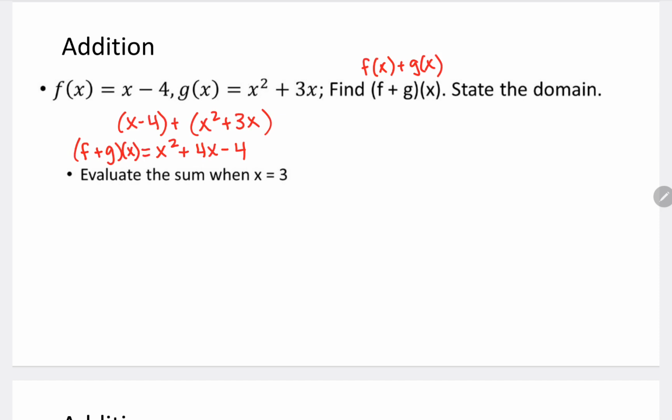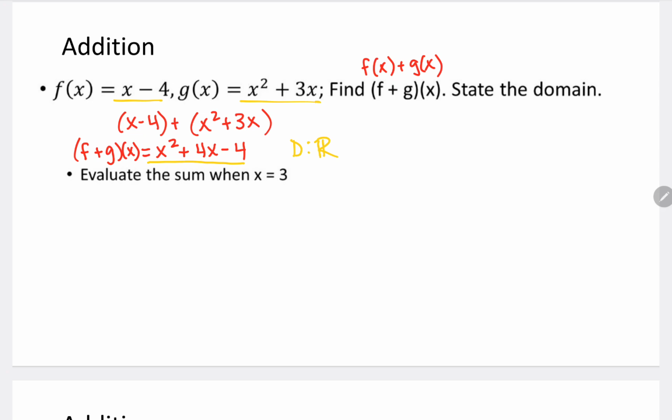And our domain, because if you're looking at the original f, the original g, and our new function f plus g, there are no quotients and there are no even roots. So our domain is just all real numbers.